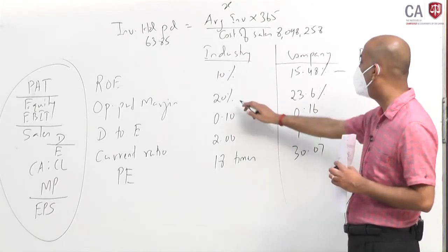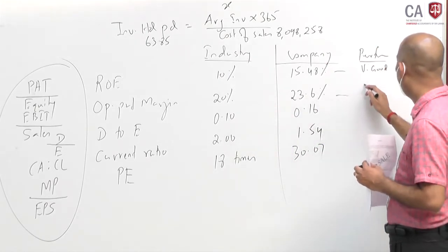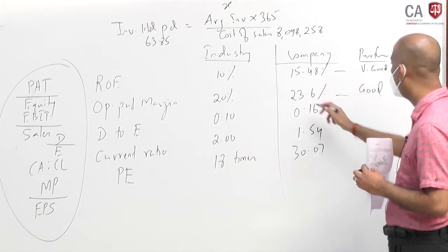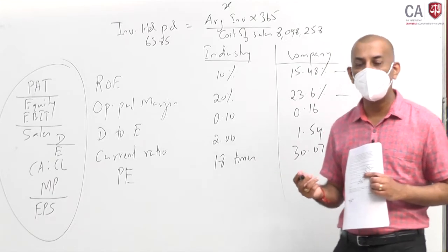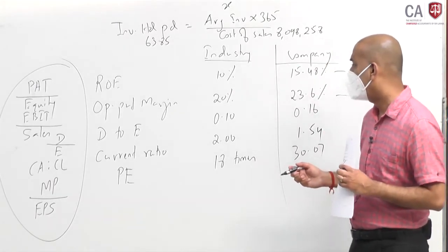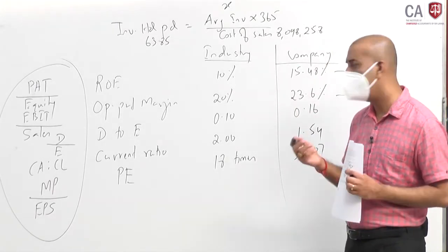Operating profit margin 20%, 23%, again it's also good performance, right? Good performance. Why? You have earned more than the industry operating profit margin. That is your operational profit, or EBIT.